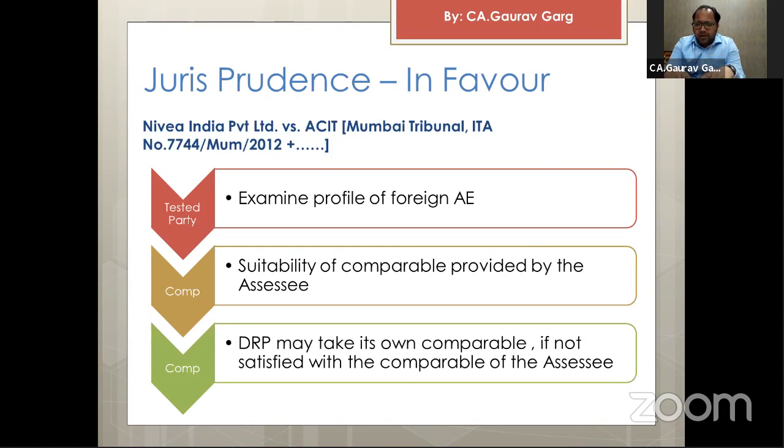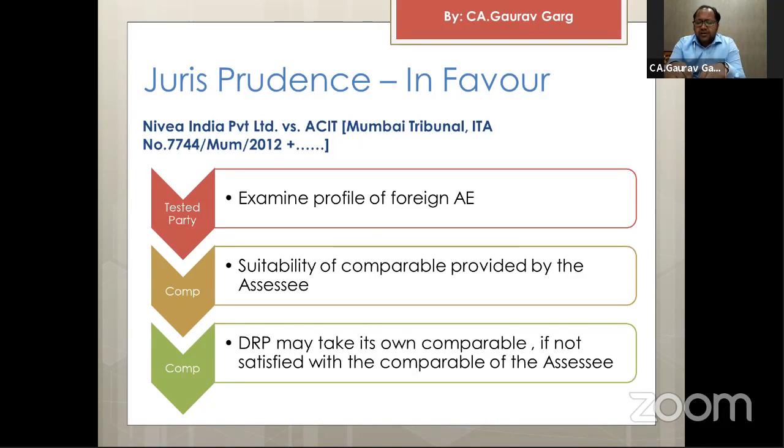Then see the comparables considered by the SSC. And if you find that the comparables considered by the SSC, after applying various filters, functional comparability, financial comparability, availability of information, and whether the comparables are benchmarked on a country-by-country basis or you have a regional comparable, so both are allowed depending upon the availability of information. So if the DRP is not satisfied after reviewing the comparables, then the DRP can make its own comparables.